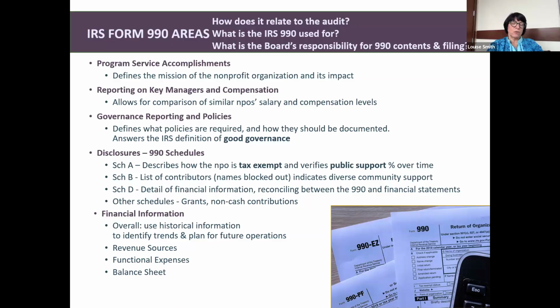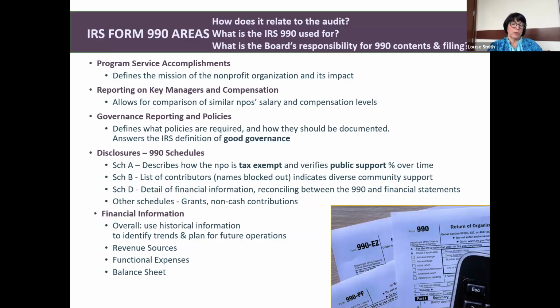Schedule A describes how you are tax exempt, because there are a number of ways. And then it computes your public support. That's something that board members should understand. Again, there are a few key areas, and this is one of them. You want to see what the public support is and that you are exceeding the necessary threshold. It's a mathematical calculation that's done by the audit firm. But if you were in danger of going below the threshold, you'd want to deal with it long before you fall below it. So that's something to see and understand.